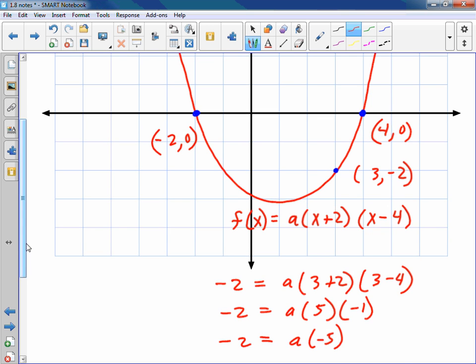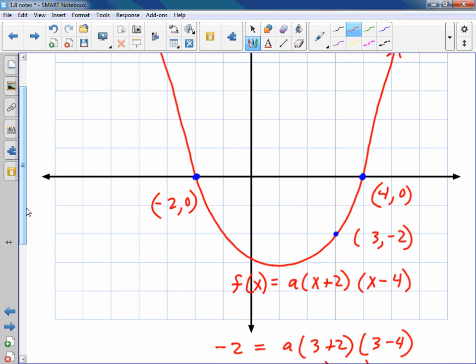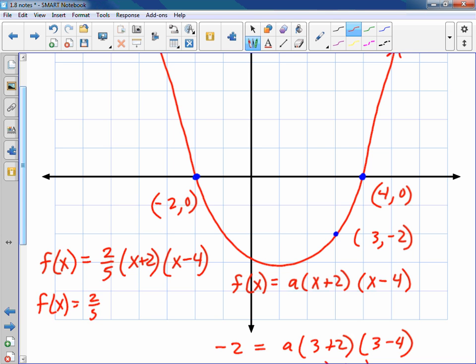So now I can say that this parabola is f of x equals 2/5 times x plus 2 times x minus 4. Or if you're graphing it, you could say y equals, but I like the equation itself. F of x equals 2/5. Let's write it out as a trinomial.